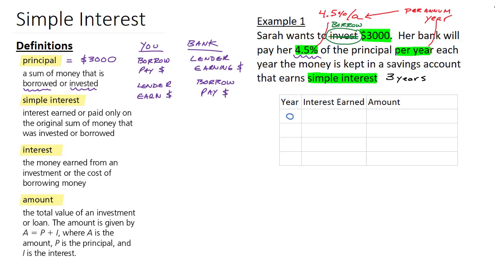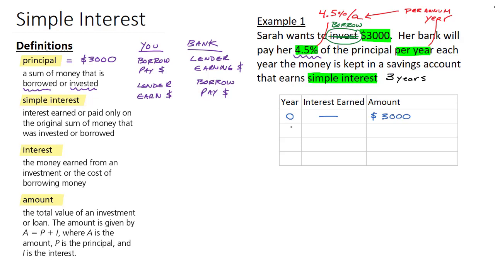So year 0, right? She's not earning anything. This is like the start, right? So starting at 0, I go to the bank today, I deposit the money, I'm going to invest $3,000, and the bank says, okay, we're going to pay you simple interest, 4.5% for 3 years. You can't touch it, right? And at the end of 3 years, you can get your money back and the interest.